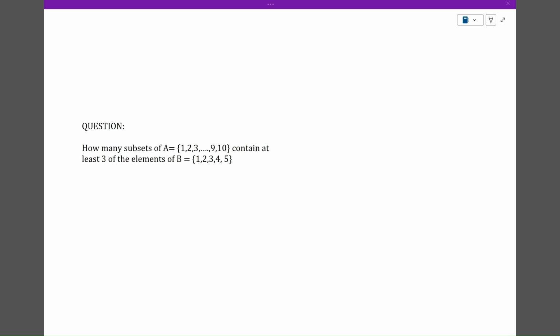How many subsets of A, that is a set of 1, 2, 3, up to 9 and 10, contain at least 3 of the elements of B, which is a set of the numbers 1, 2, 3, 4, and 5?